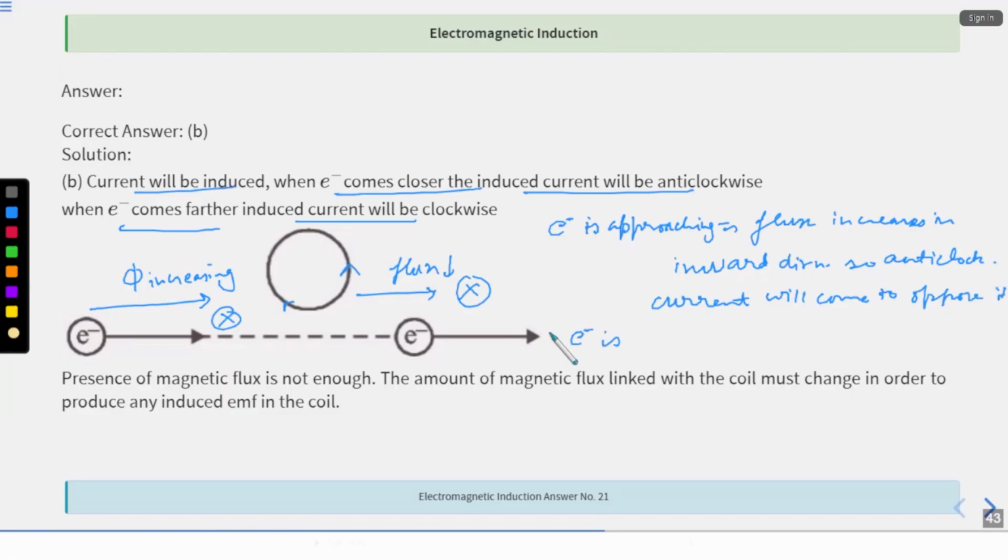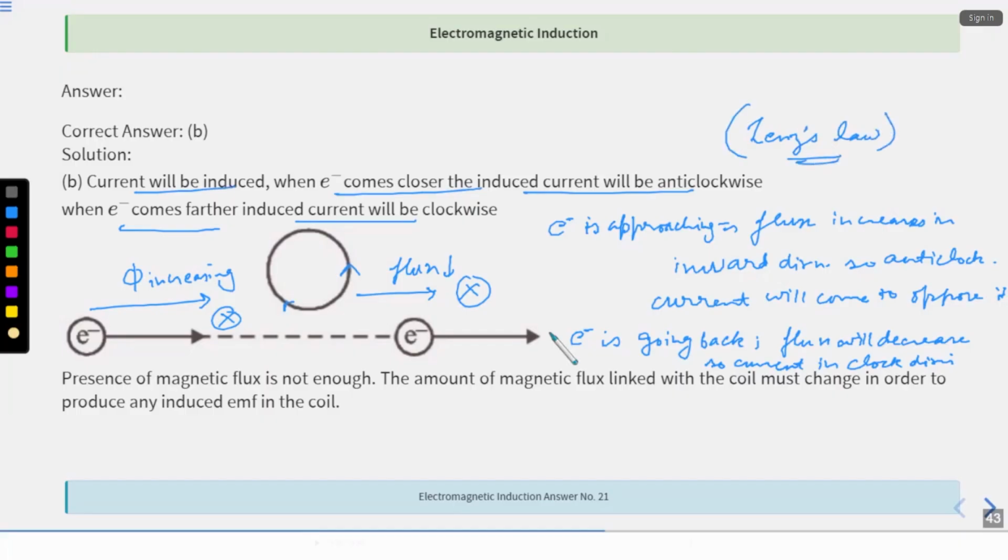Similarly, when the electron is going back, flux will decrease. So to increase it, we will have current in the clockwise direction. Cool. So this is nothing but only application of Lenz's law to oppose the change in magnetic flux. So initially it would be anti-clockwise, and then when it recedes back, it would be clockwise.